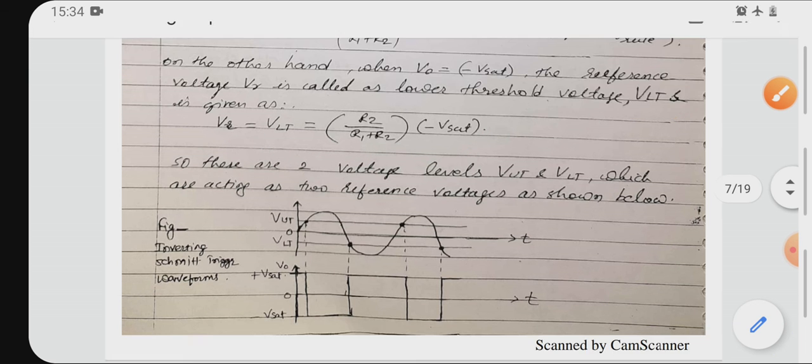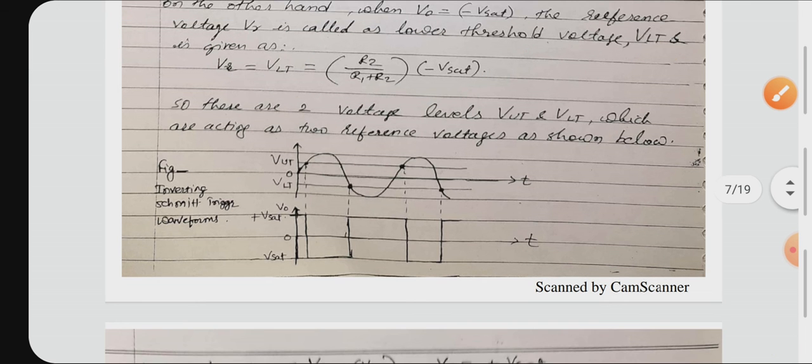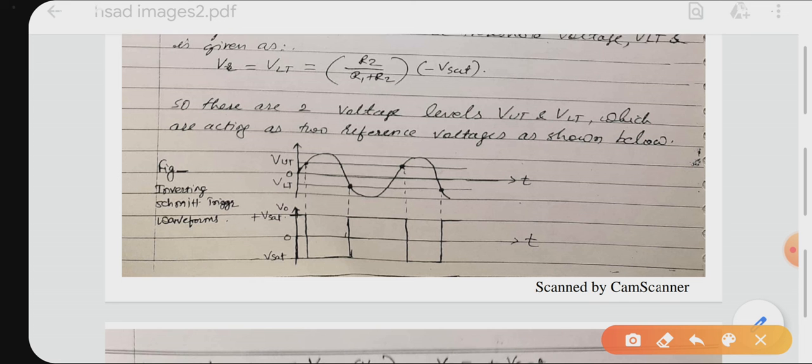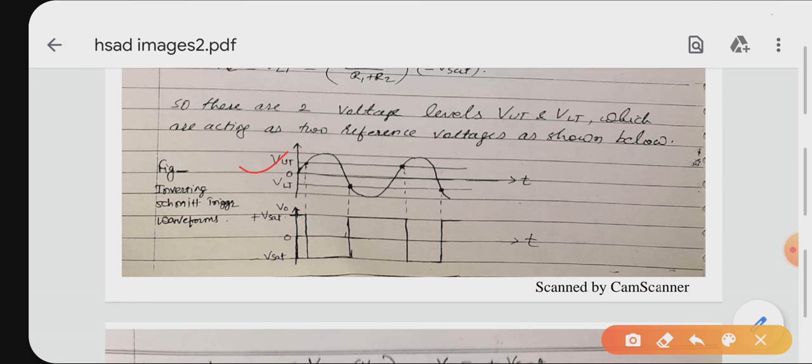So therefore there are two voltage levels, plus Vsat and minus Vsat at the output, and therefore there are two reference voltages, VUT and VLT. VUT is the positive reference voltage obtained when the output voltage is plus Vsat, and VLT is the negative reference voltage obtained when the output voltage is minus Vsat. So depending on this, if the input voltage is a sine wave like this, there are two reference voltage levels.